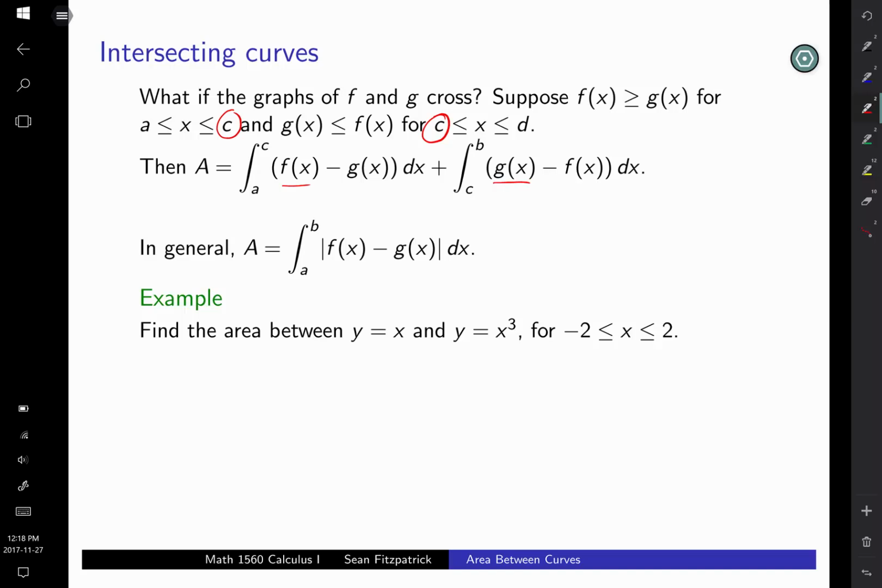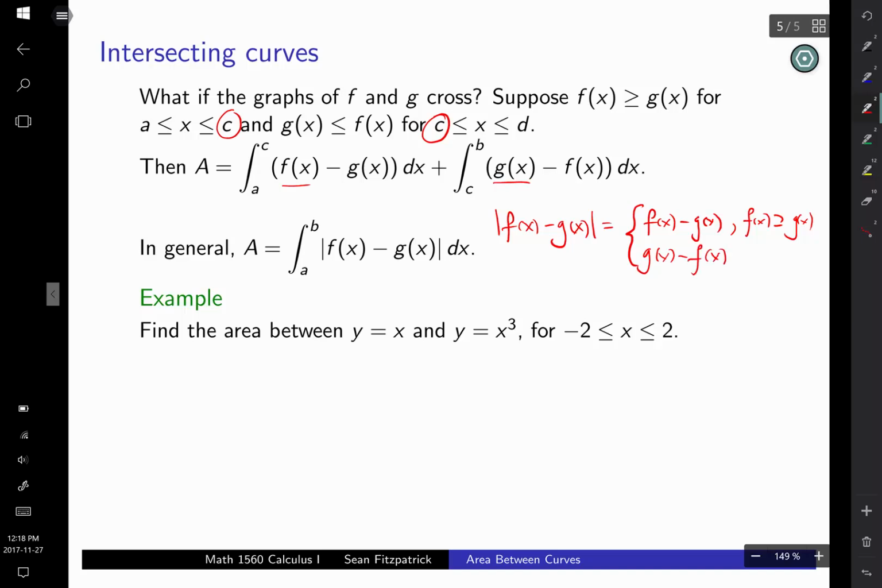But another way to say that is that you're simply integrating the absolute value from A to B, and you're using the piecewise nature of that absolute value function, right? The absolute value of f of x minus g of x, by definition, is f minus g whenever f of x is bigger than or equal to g of x, and it's g minus f whenever f of x is less than g of x. And so the absolute value kind of accounts for this, it has it built in.